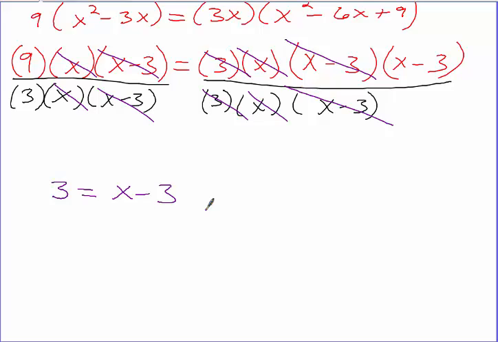So how do I get x by itself? So x is equal to, done. That's why factoring is so important, so you can see what can cancel out.